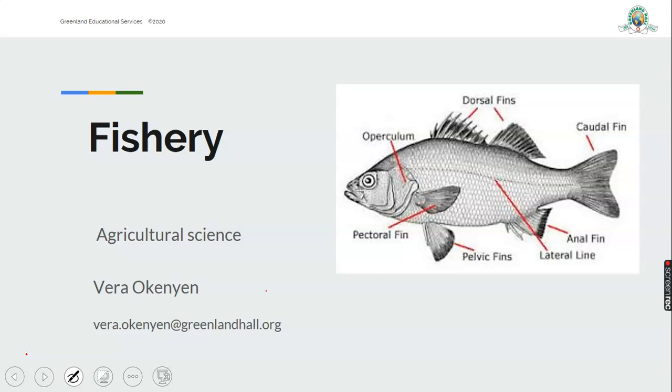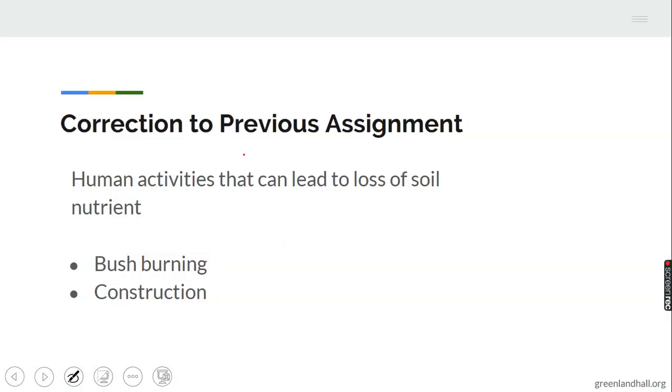Avoid any form of distraction as we continue. Today we'll be treating an interesting topic together again, titled Fishery. But before then, let's quickly look at the corrections to previous assignments.